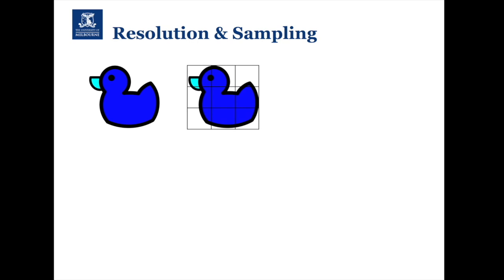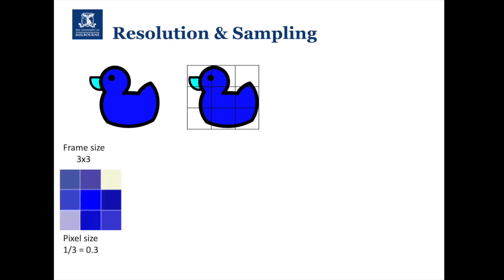So the question is, what size should our pixels be when we're trying to capture that data? What we're going to do is take our blue duck and divide it up into pixels, and then your job is to work out at which point you're happy that you can see a blue duck.